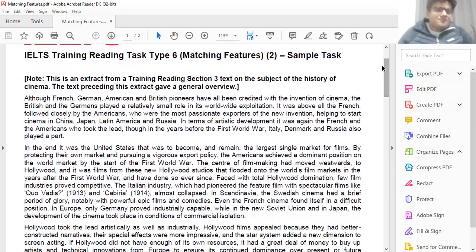Let's move on now. In the end, it was the United States that was to become and remain the largest single market for films, by protecting their own market and pursuing a vigorous export policy. What is the meaning of vigorous?